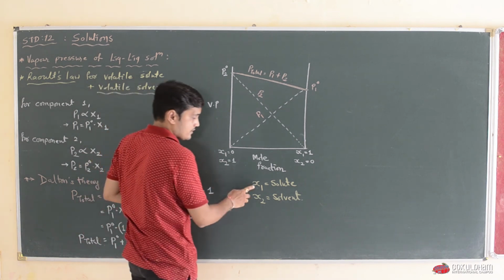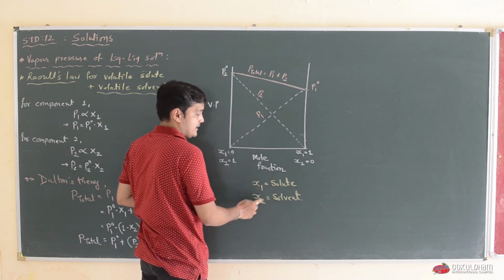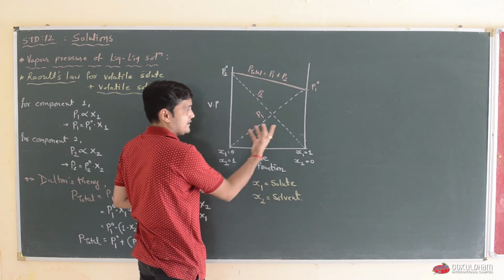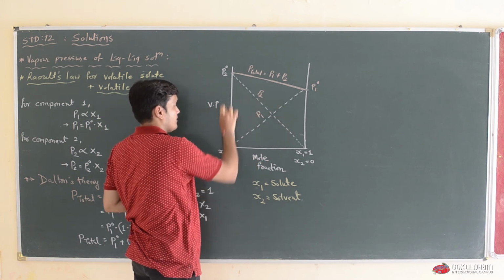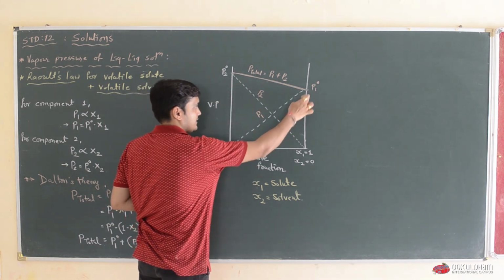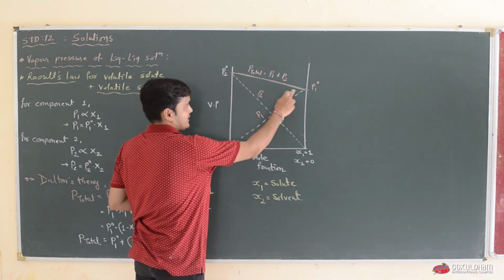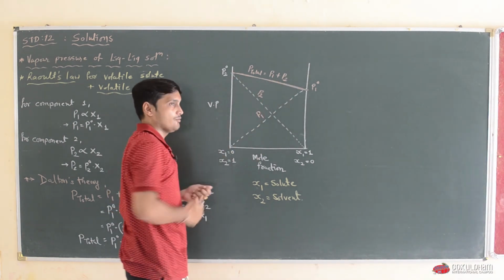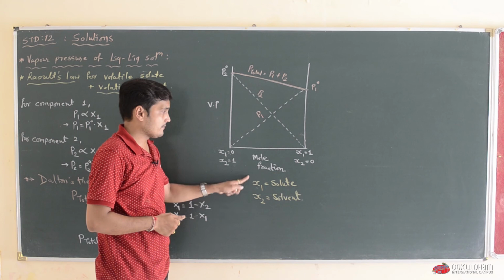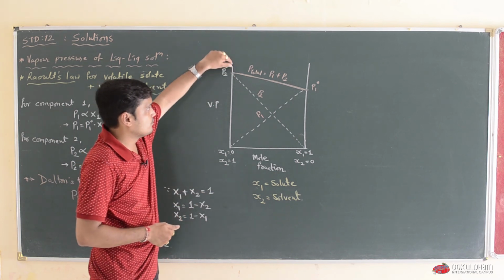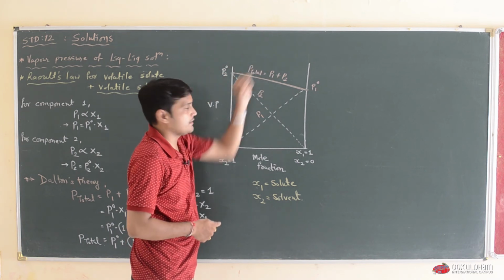If you invert this, taking x1 as solvent and x2 as solute, then this graph will be a mirror image of this graph. This upper end is going to the right hand side and this lower end is going to the left hand side, and you get this axis in a downward direction. So you can change the value according to your preferences, but you have to take the total pressure, pressure 1 plus pressure 2.